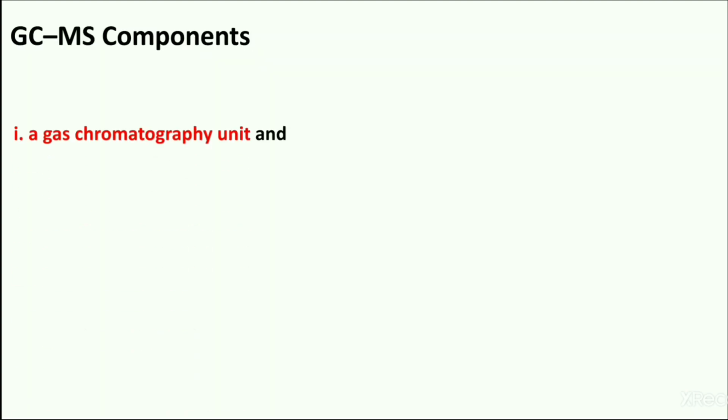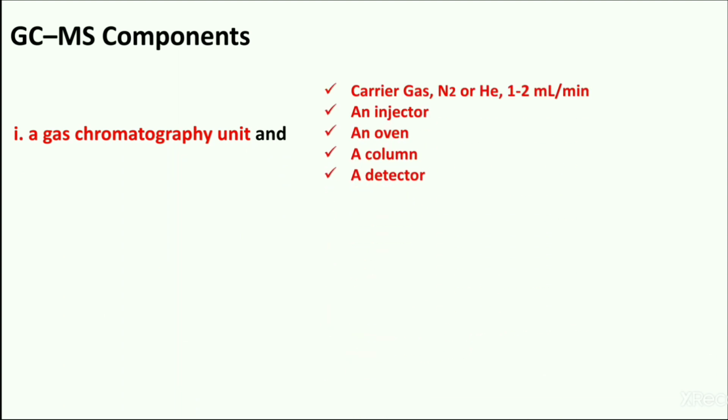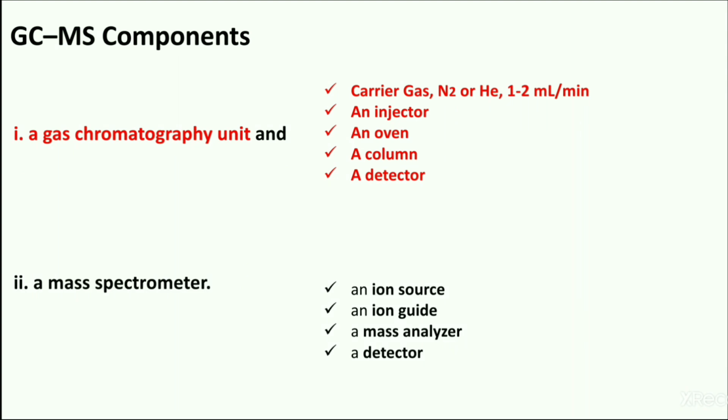Different components of the GC instrument include carrier gas, an injector, an oven for heating the sample, a column, and last one, a detector. While components of the mass spectrometer include an ion source, an ion guide, a mass analyzer, and a detector. In between the GC and mass unit, there is an interface which connects both instruments.